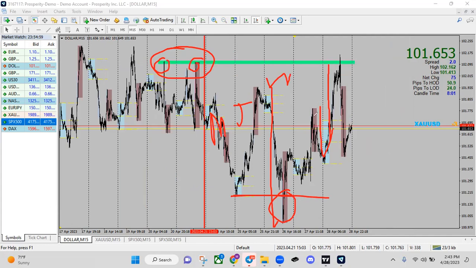Wednesday, it pushed all the way up. Thursday, it pushed up. And then what happened on Friday? It pushed up Asian and London. And then for New York, it took out those highs. And after it took out those highs, it dropped straight to the downside.